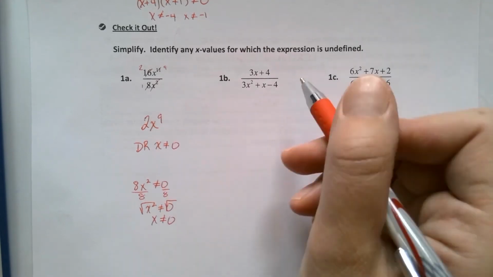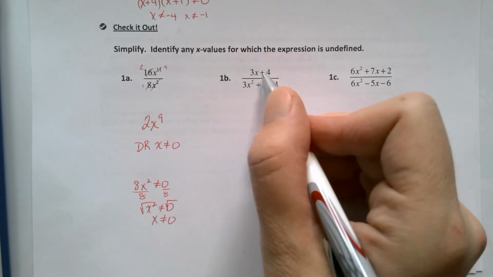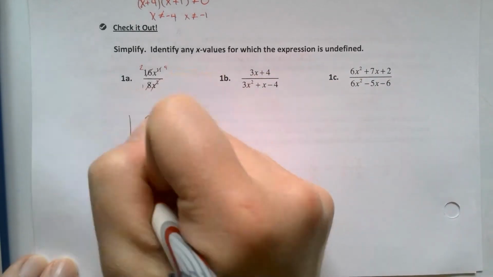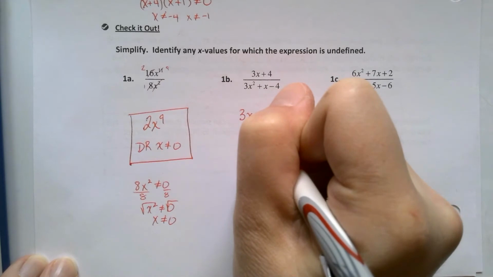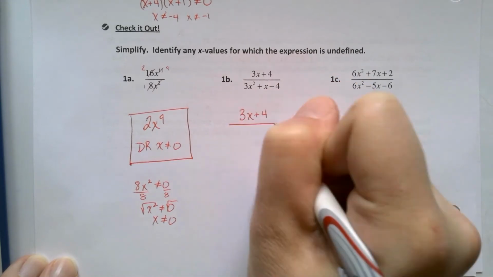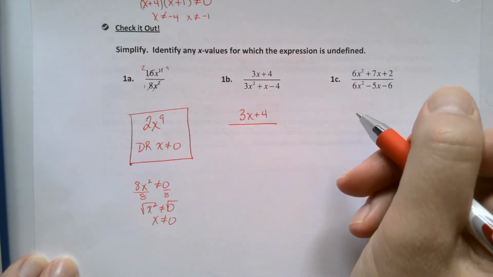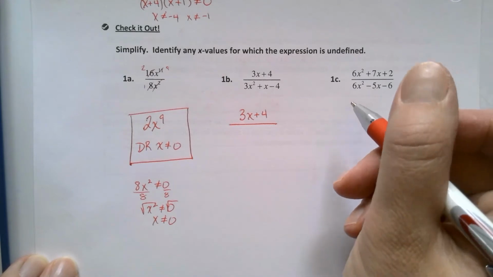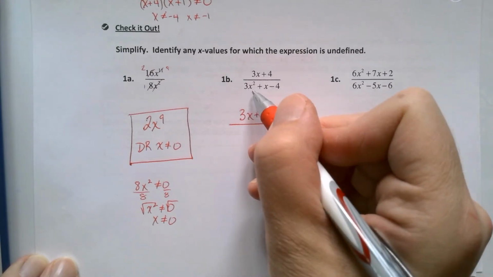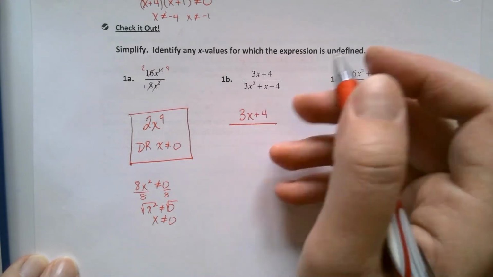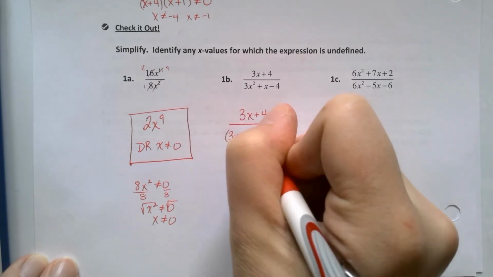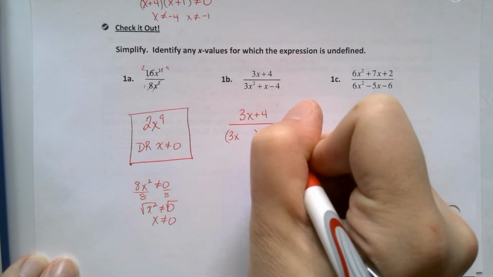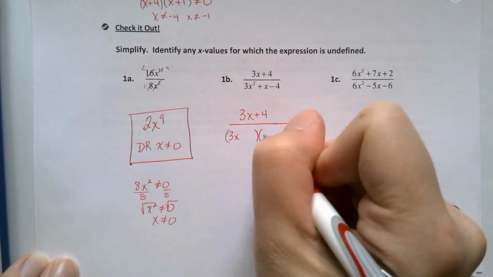Okay, looking at the next one, 3x plus 4 does not factor, so we're going to go ahead and leave that alone. 3x plus 4, there's no GCF there, and I do have to factor the bottom. It's going to take a little more effort because I have a coefficient of 3 on the x squared, so a is not 1. Now I'm going to cheat a little bit. Well, not really. I guess I'm thinking about it. If I want something to cancel, I know it's going to be a 3x and a 1x.